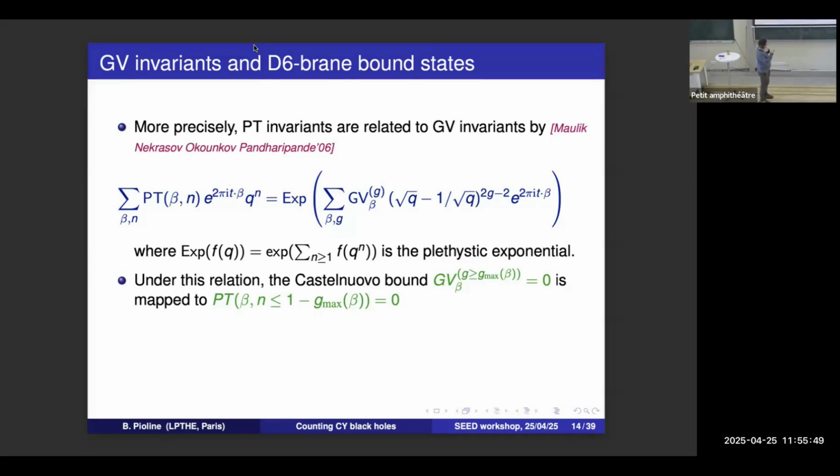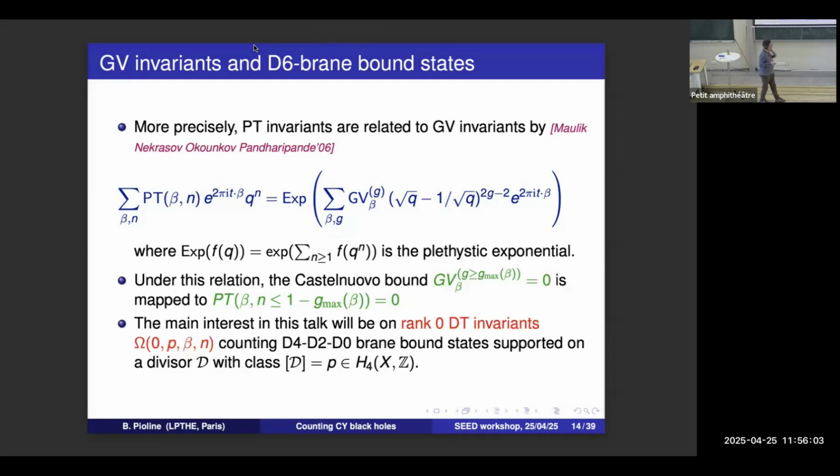Okay, and so one nice thing is that the so-called Castelnuovo bound on the maximal genus translates into an upper bound on this maximal D0 brane charge. Anyway, so the interest in this talk is where these predictions of modularity apply, not for GV nor for PT, but for these objects that count this so-called D4, D2, D0 branes supported on divisors. They are sometimes called rank 0 DT invariants, rank 0 because the D6 brane charge is set to 0.